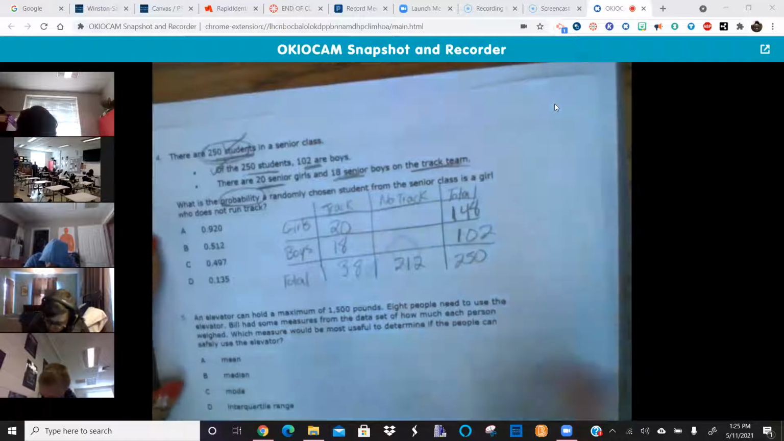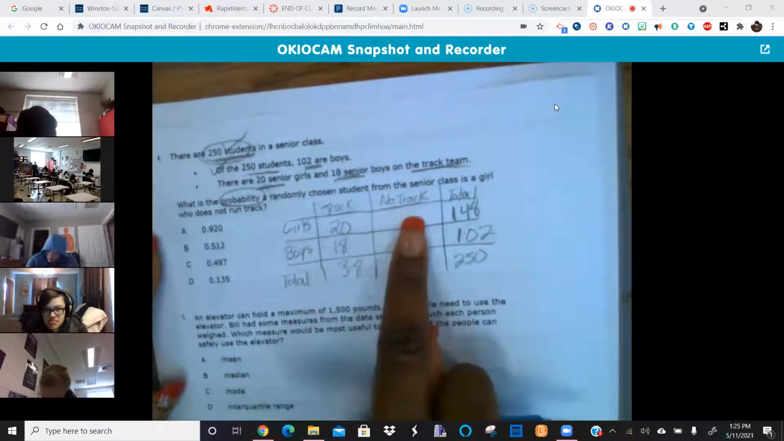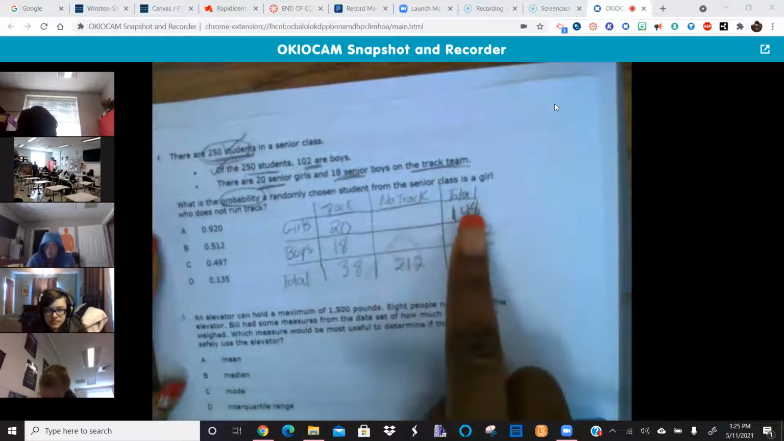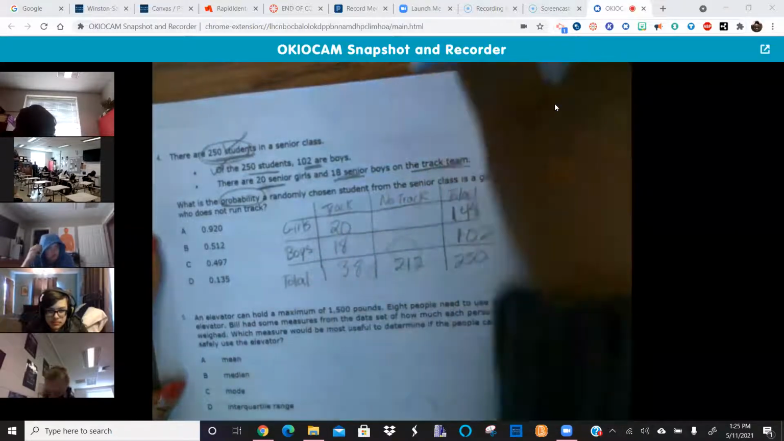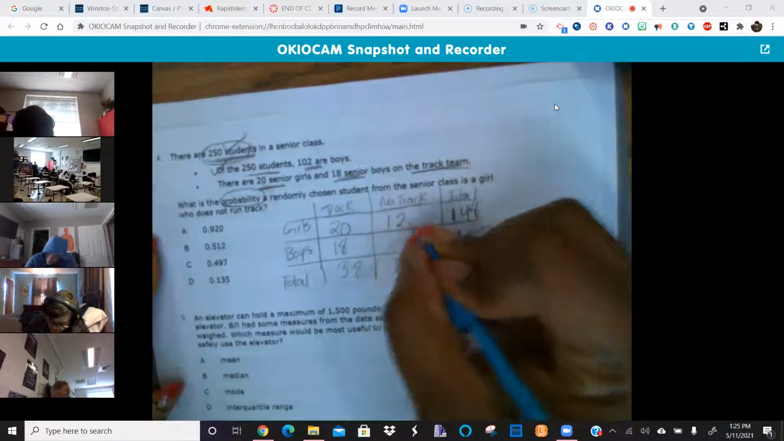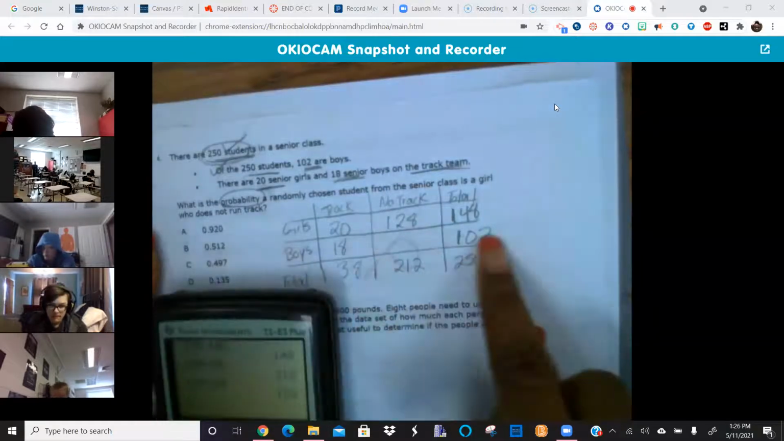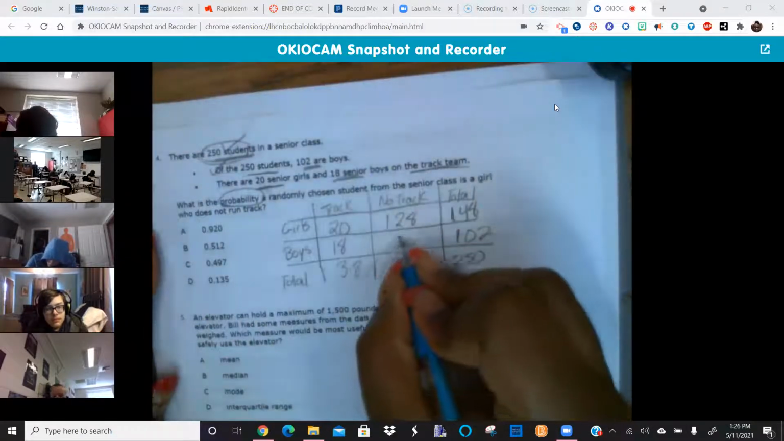Okay? So now you can figure out the number of students that are girls that don't run track and boys that don't run track. If this is the total number of girls in all and 20 of them run track, the rest of them don't run track. So that's 148 minus the 20. You can do that in your head, right? That's 128. Okay. And so do the same thing here. You have 102 minus the 18, and that gives you 84.